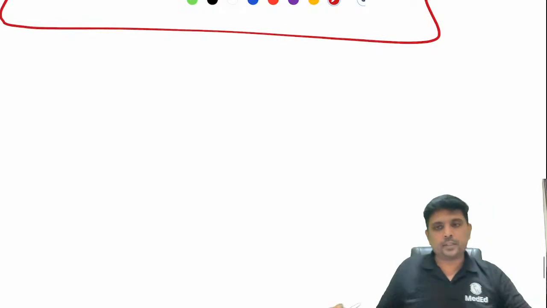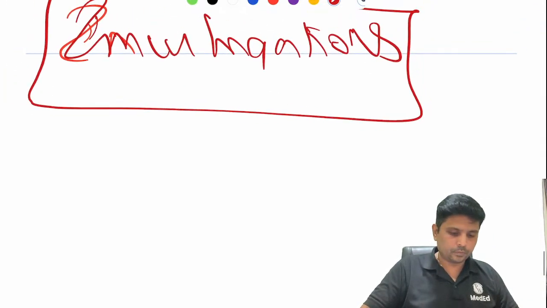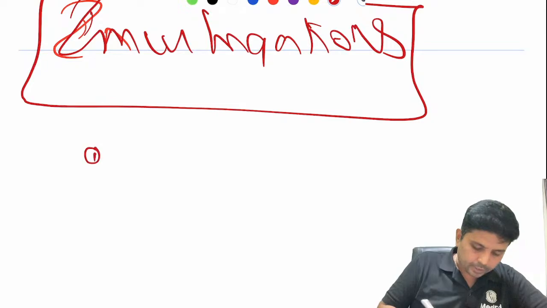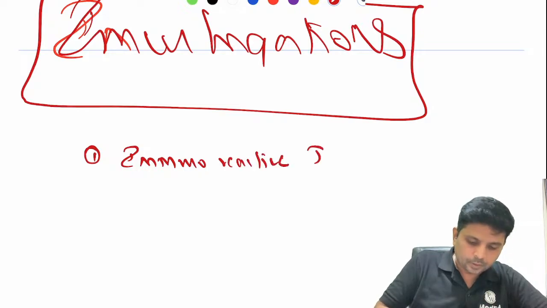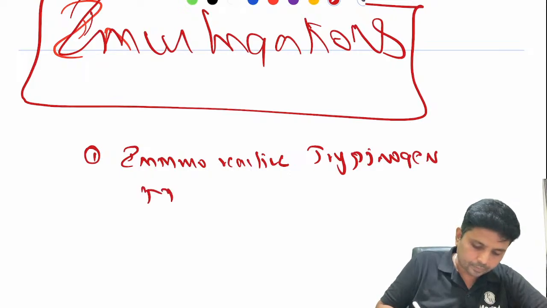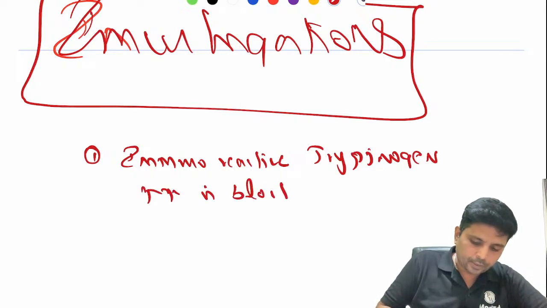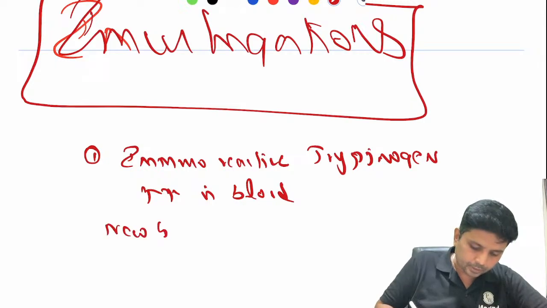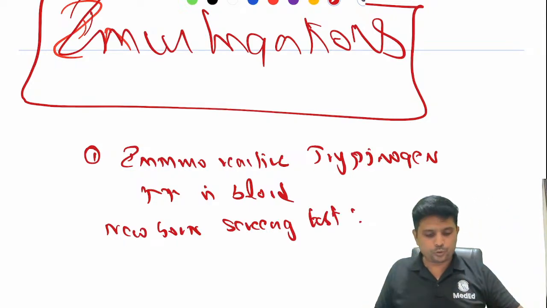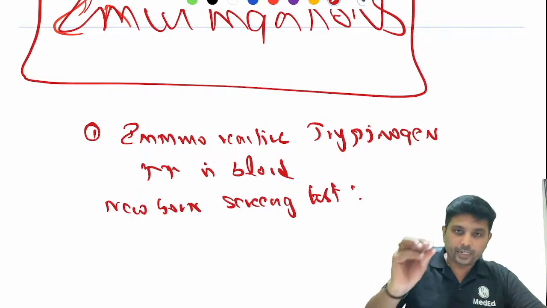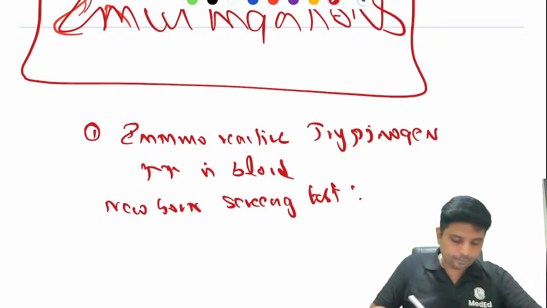What are all the investigations for cystic fibrosis? So the investigations are: 1. Immunoreactive trypsinogen. It will be elevated in blood. It is the newborn screening test. Which one? Immunoreactive trypsinogen, elevated. This is a newborn screening test for CF even in India.